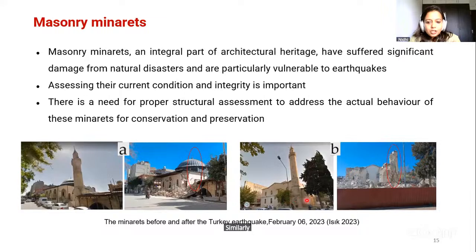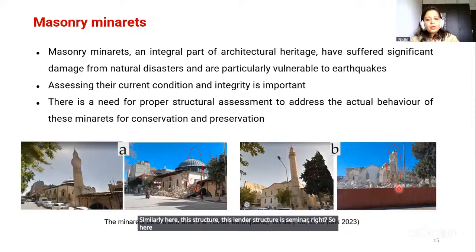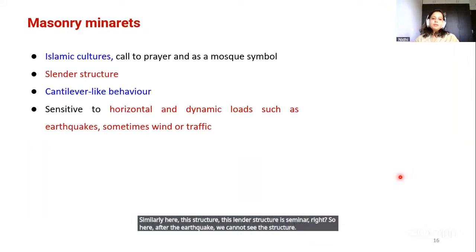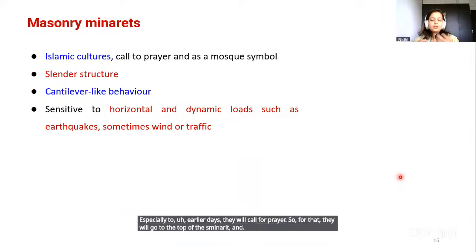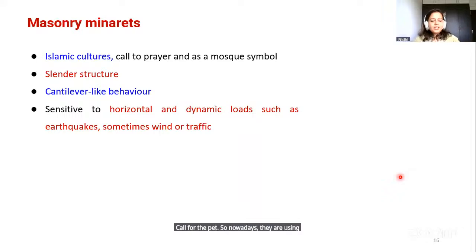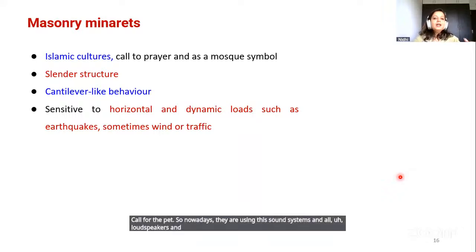Similarly, here, this slender structure is a minaret, and after the earthquake we cannot see the structure. These minarets represent the Islamic culture. Especially in earlier days, they would call for prayer. For that, they would go to the top of the minaret and call for the prayer. Nowadays they use sound systems and loudspeakers, but earlier this was a system to wake people up early in the morning for prayer.